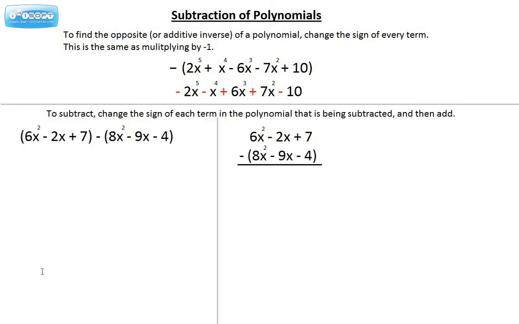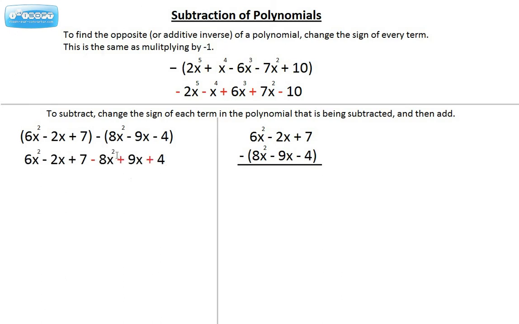Here we have subtraction. To subtract, change the sign of each term in the polynomial that is being subtracted, and then add. So here we have a subtraction done horizontally. And because we have a minus in front of this second parentheses, we change the sign of each of these terms and then add. And on the right, we have a subtraction done vertically. So we'll change the sign of each term in this bottom parentheses and then add.